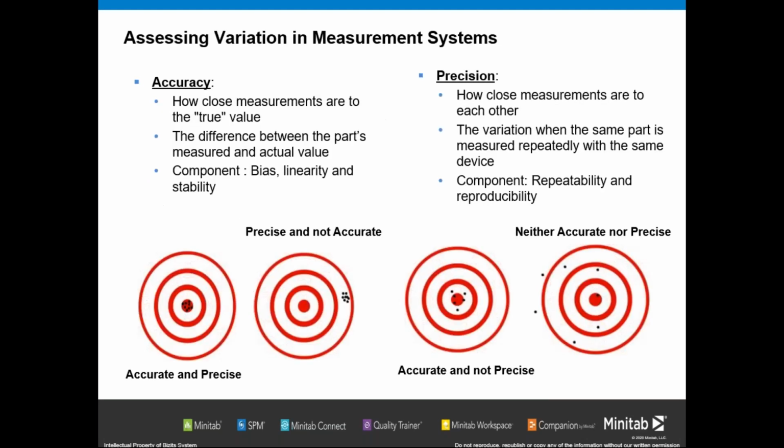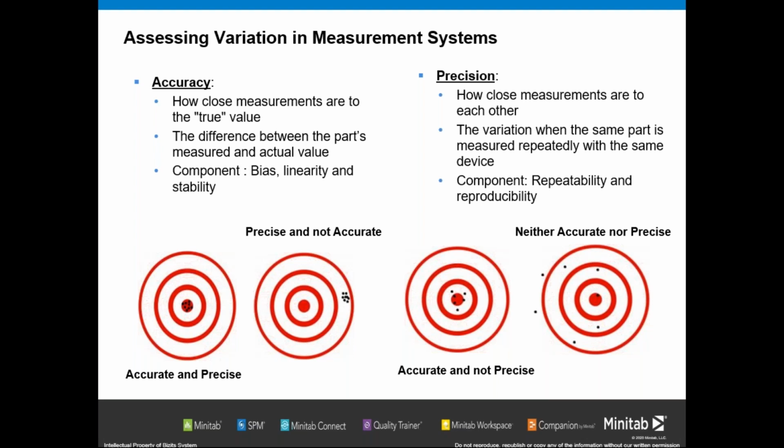So when assessing variation in the measurement system, we have two terms. I think we already learned about accuracy and precision in secondary school, so this time maybe this is an application for us. Let me remind you again, accuracy is how close measurements are to the true value. For example, you make sure the potato bag is 5 grams, so you need to have a true value, meaning 5 grams. It is the difference between the part measurement and the actual value.